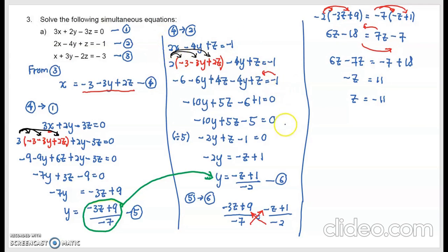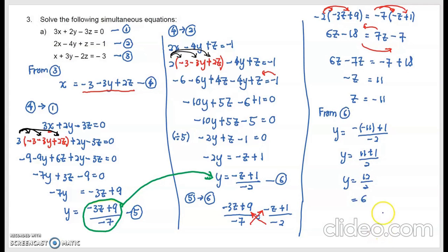Next, in order to find the value of y, we can substitute into equation 6 or equation 5. It's up to you. Let's say I choose equation 6. y will be equal to negative z plus 1 divided by negative 2. z is negative 11, so negative in the bracket negative 11 plus 1 divided by negative 2. So y is equal to positive 11 plus 1 over 2, y is equal to 12 over 2, which is equal to 6.